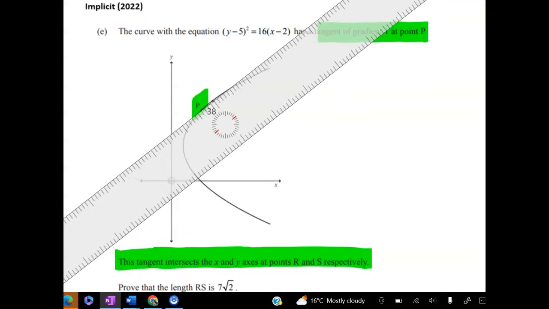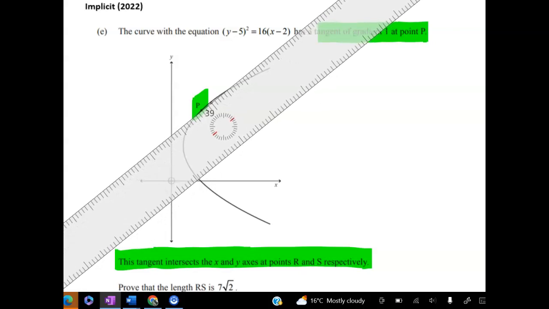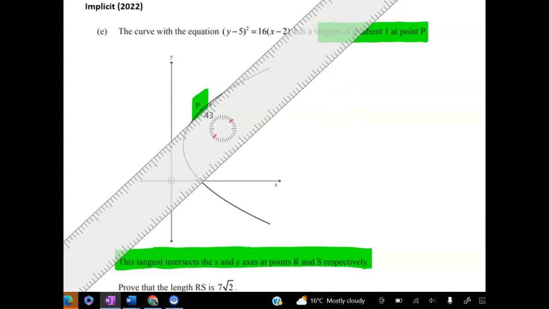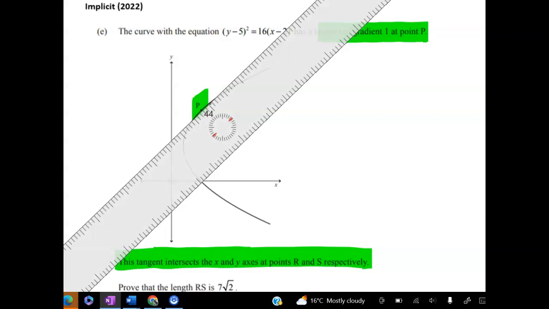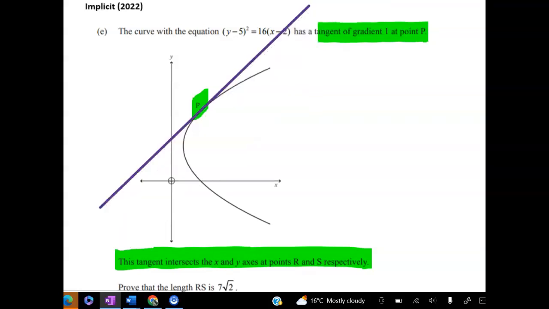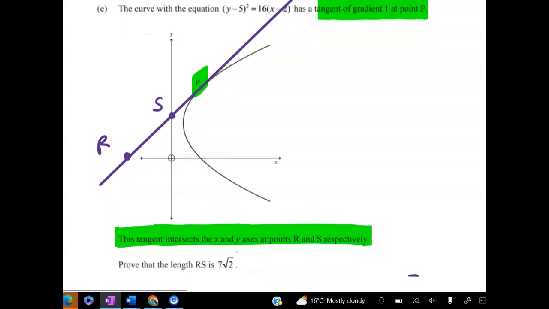So looking at this question, you can do this in the exam, right? Get your ruler. Actually, it probably has to be a ruler in the exam. And let's draw that tangent line in. What I'm looking for is the points R and S. So R is where it intersects the x-axis, so R will be here, and S is where it intersects the y-axis, which will be here. And we have to show that that length RS is 7 root 2.